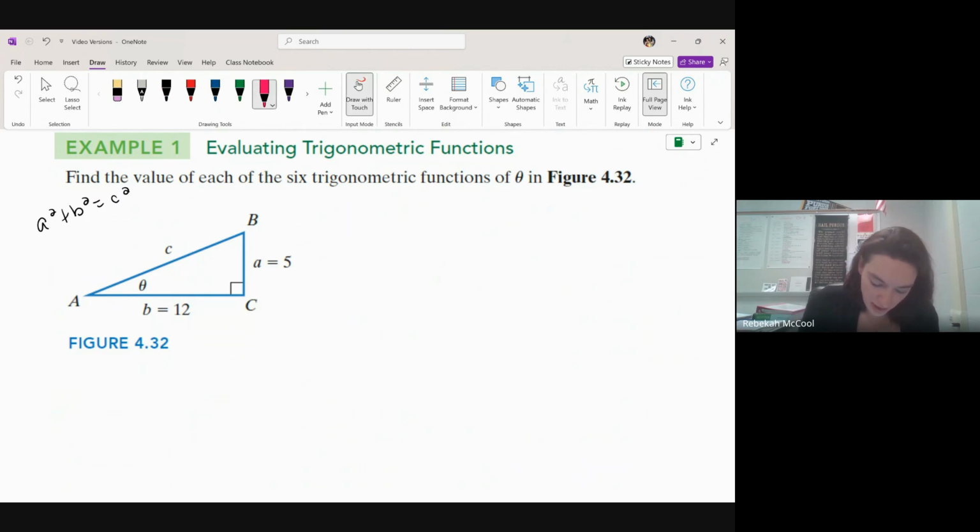So to find this, we can take our a, which is 5, plus our b, which is 12, each squared. And we know that's going to be c squared. Now, you can do this on your own, check it in a calculator.